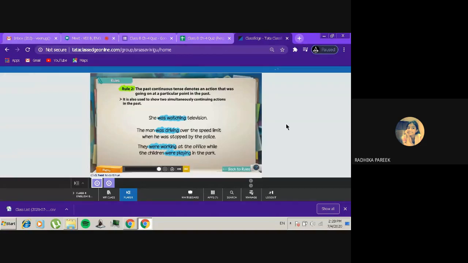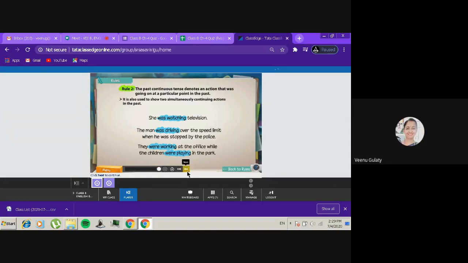The past continuous tense denotes an action that was going on at a particular point in the past. It is also used to show two simultaneously continuing actions in the past. She was watching television. The man was driving over the speed limit when he was stopped by the police. They were working at the office while the children were playing in the park.